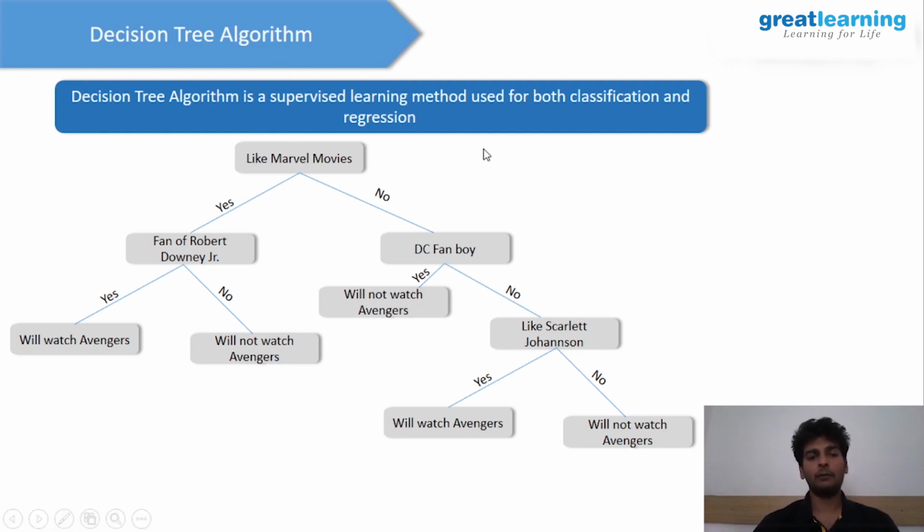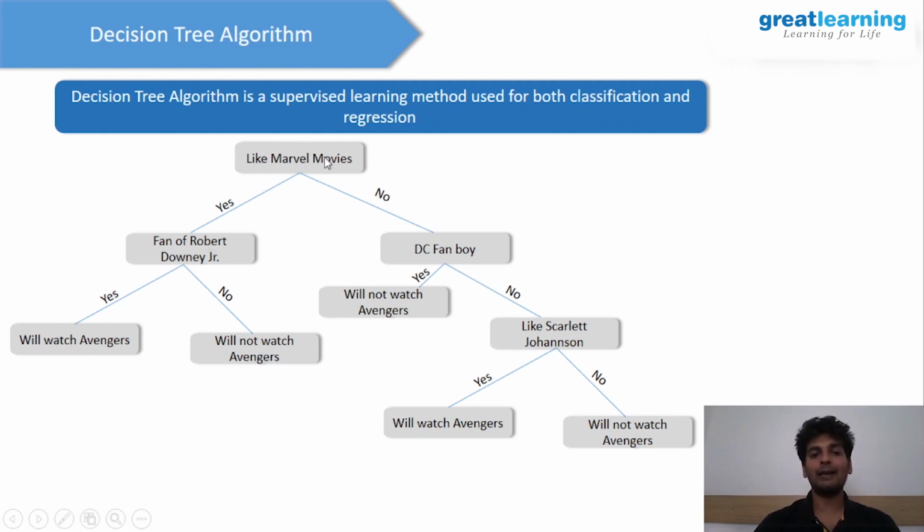Now let's say I have this very simple question: I want to know whether I can watch the movie Avengers or not. For this, I have a set of decisions to make. What you have is basically a tree-like structure, and this tree-like structure is the decision tree over here. We'll start off with the first condition, which is whether I like Marvel movies or not. If I like Marvel movies, I'll come onto the left side of it, right? So it is yes. Then I'll check the second condition, which is whether I am a fan of Robert Downey Jr. If I am a fan of Robert Downey Jr., I will definitely watch Avengers. But if I don't like Robert Downey Jr., then I will not watch Avengers.